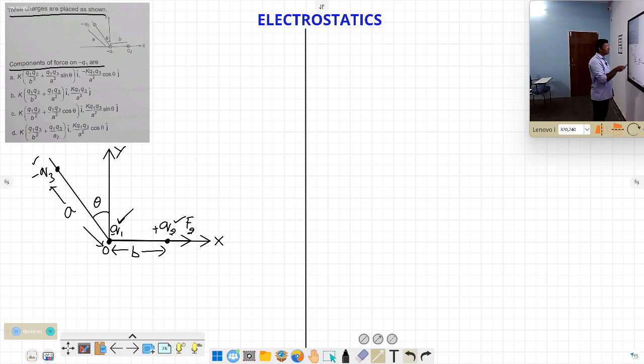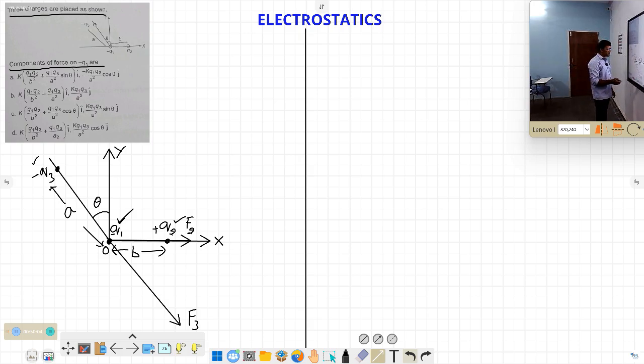Next, what is Q3? Q3 also applies a force on this one, but both are negative. Negative means they repel each other, so Q3 will repel this one in this direction. So this force of repulsion I am writing as F3. These are the two forces mainly you can see on minus Q1, component of forces on minus Q1.